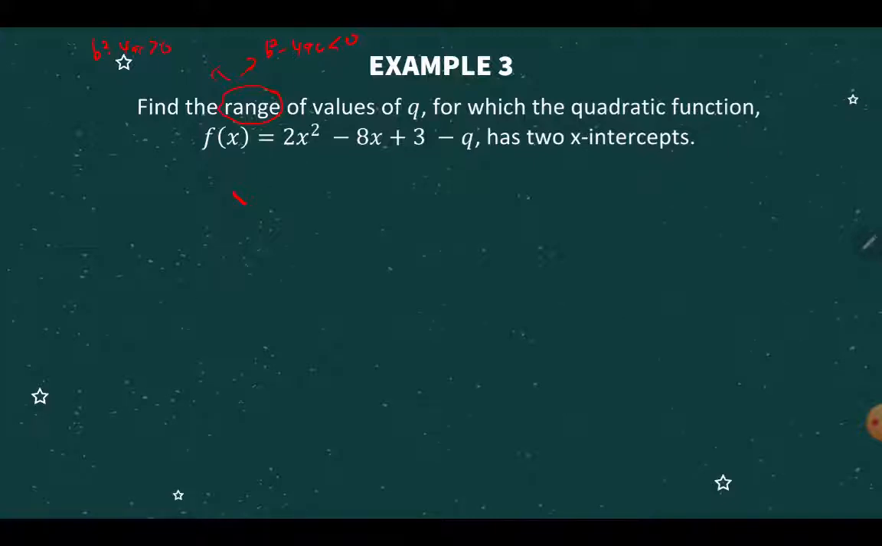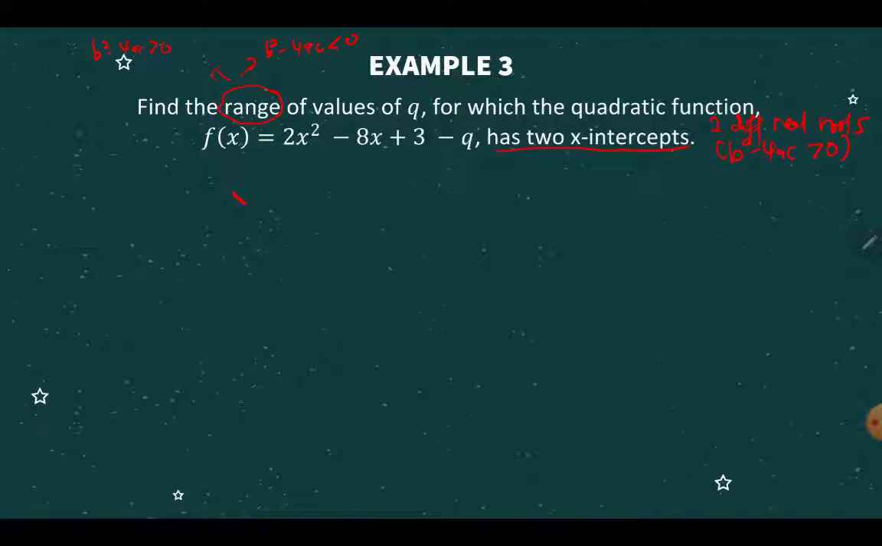Okay. So, find the range of the values of q for which the quadratic function has two x-intercepts. So when we say two x-intercepts, that means we are talking about two different real roots. So since it's two different real roots, we relate it with discriminant greater than 0. That is why, since it involves inequalities, the question asks for range.